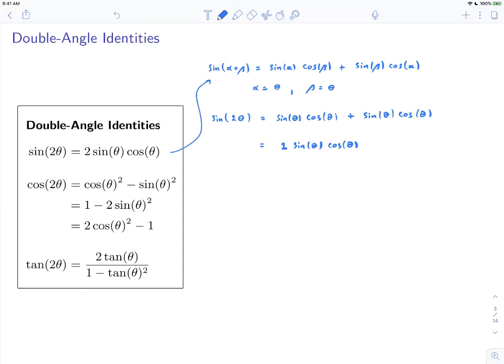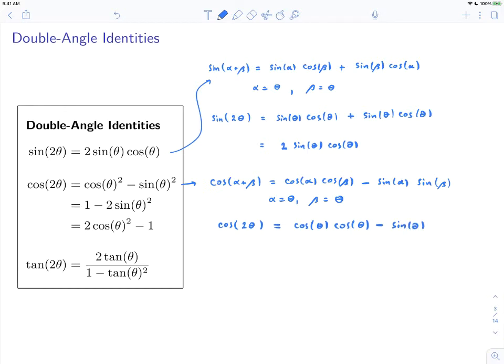The second identity involving cosine of 2 theta comes from another sum formula, but that's for cosine. So if we start with cosine of alpha plus beta, the sum formula tells us that this is cosine of alpha times cosine of beta minus sine of alpha sine of beta. So once again, if we choose alpha to be theta and beta to also be theta, then we have that cosine of alpha plus beta, that's theta plus theta, or 2 theta, equals cosine of theta times cosine of theta minus sine of theta times sine of theta, which of course is equal to cosine theta quantity squared minus sine of theta quantity squared. That's this identity.